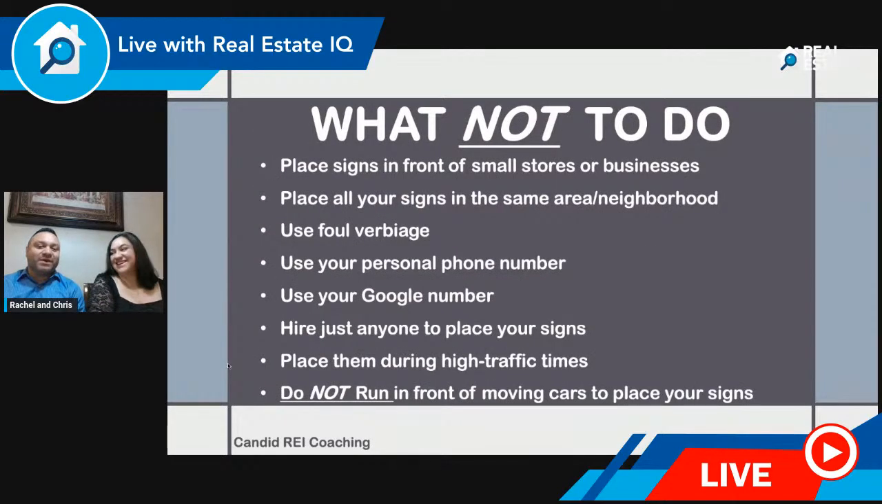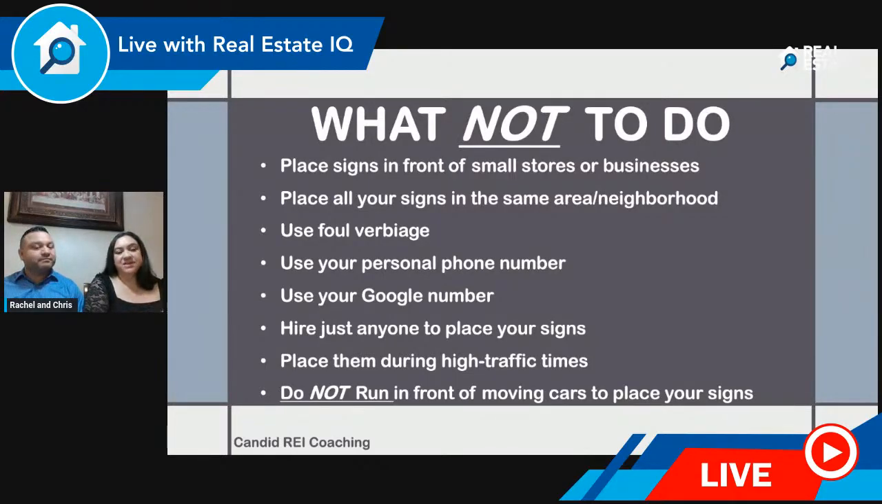Okay. So here's what I think we kind of went over some of these, but let's just reiterate. We typically don't put signs out in front of businesses, especially if our signs have nothing to do with the business that you're putting it in front of. A lot of those business owners will just take them down. Or, you can do it if you get their permission.